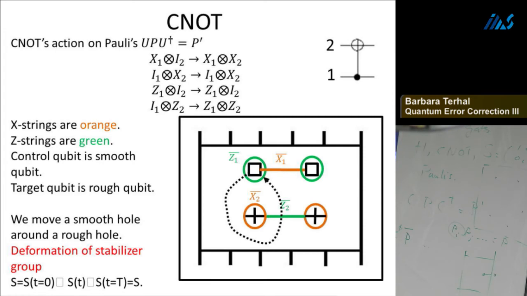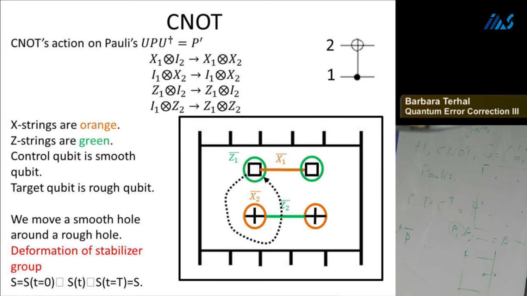Okay, what does it mean to move a smooth hole around a rough? What does it mean to move a hole? Well, what does it mean to be a hole? It means that these parity checks were not there. So if I move a hole, I have to change where I do my parity checks. Actually, the way I move it is I enlarge this hole to become some kind of elongated thing. And then I start measuring the parity checks here again, and I don't measure the parity checks there. So then I've effectively moved my hole.